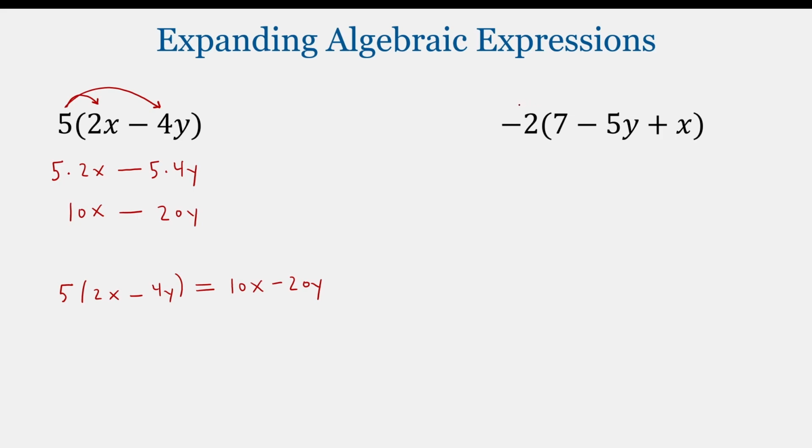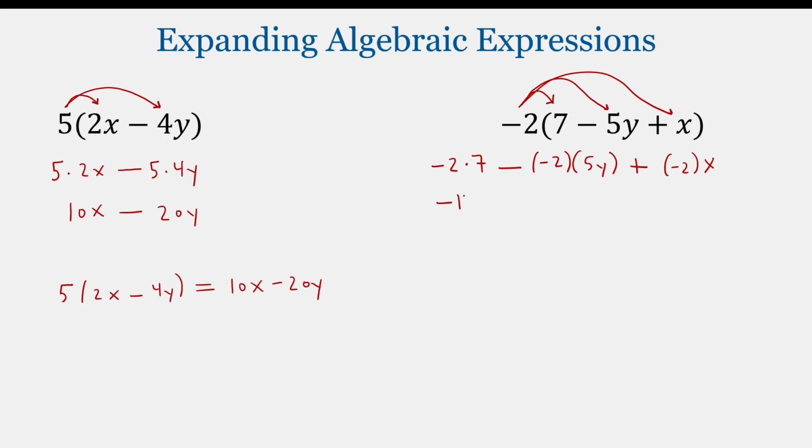For the second problem, we will distribute negative 2. So we're going to do negative 2 times 7, and then negative 2 times 5y, and negative 2 times x. So negative 2 times 7. I'm going to bring down the subtraction sign, and then negative 2 times 5y. Bring down the addition sign, and then negative 2 times x.